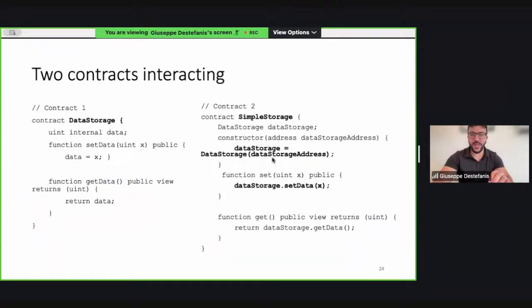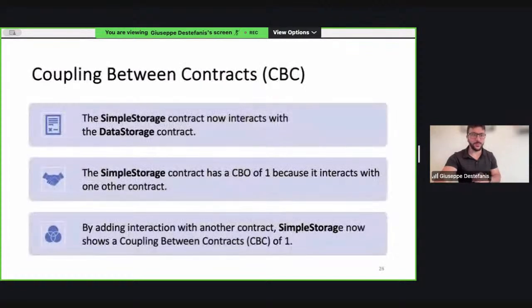I can see the simple storage is interacting with data storage because there is a field data storage in contract 2 related to the data storage contract, and then there is a function which is doing something there. So the coupling is present here because the 2 contracts are collaborating somehow. Simple storage has a CBO, coupling between objects, but in this case coupling between contracts, of 1 because it's interacting with the other contract. Coupling between contracts of data storage is 0 because data storage is not interacting with the other one.